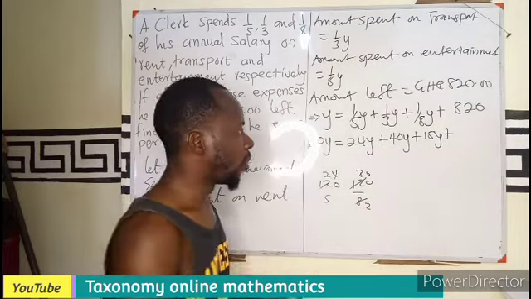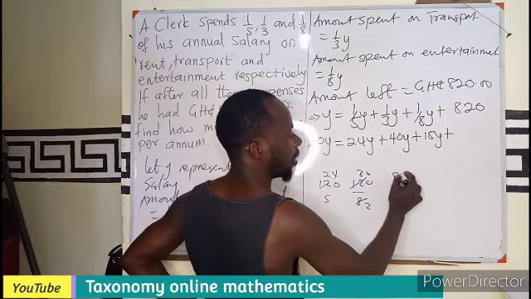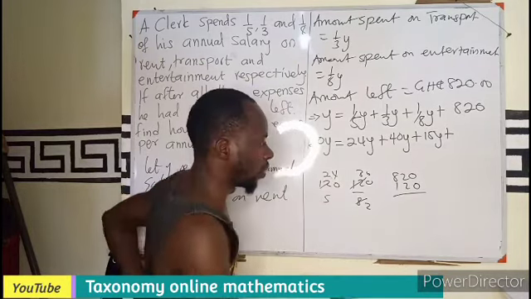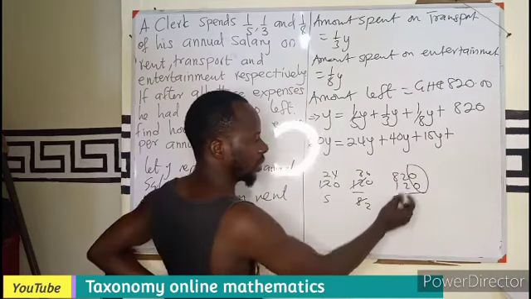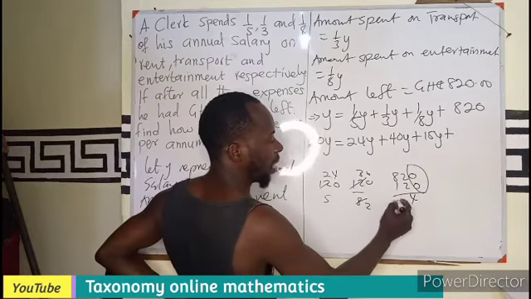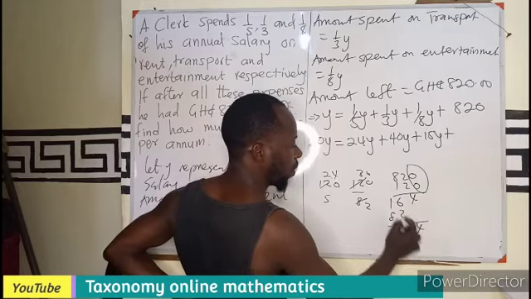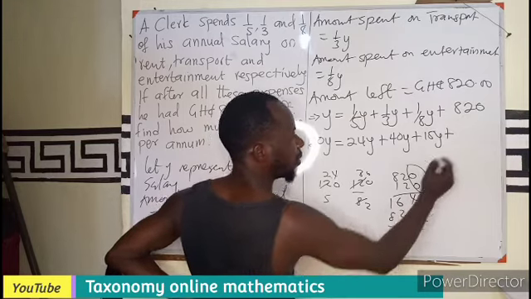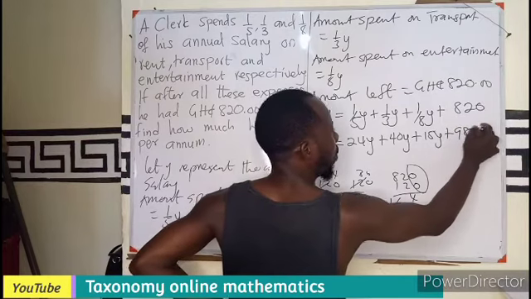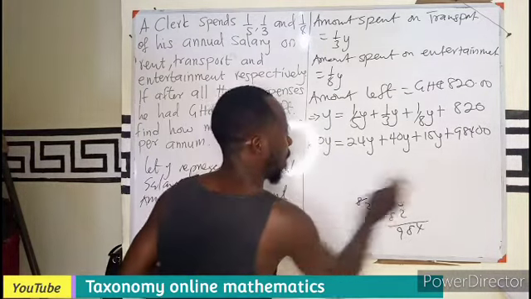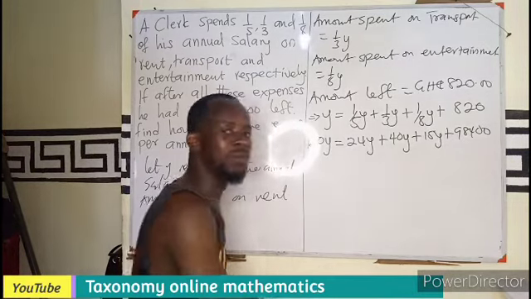Then we multiply 820 by 120. I'll take care of the zeros, so this gives 984, and the 2 zeros will come, so 98,400. Now we have a linear equation involving no fraction.